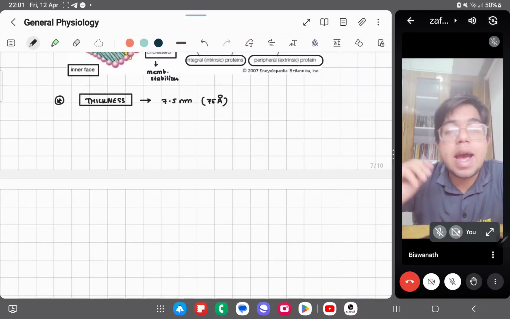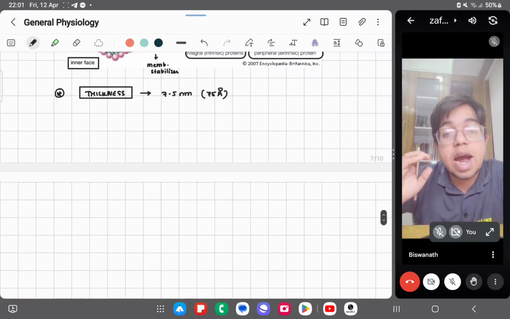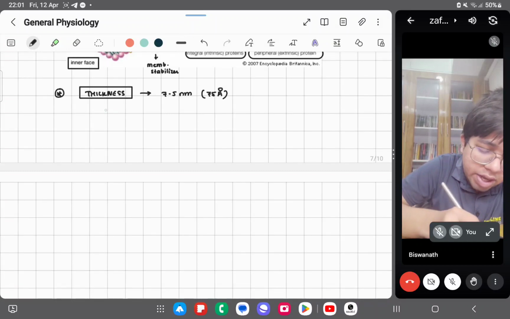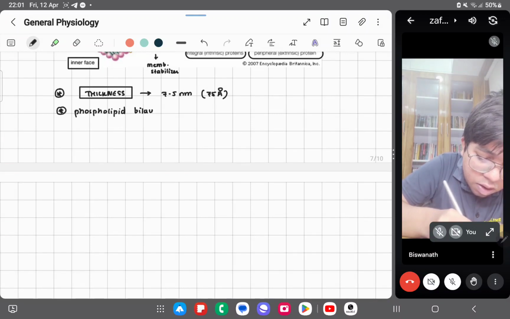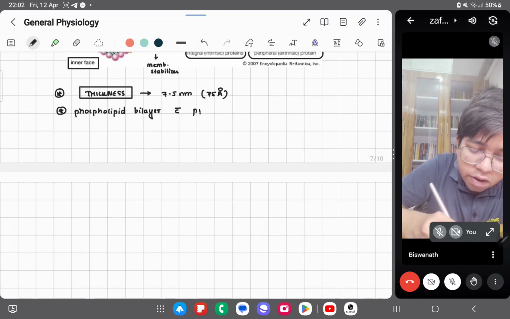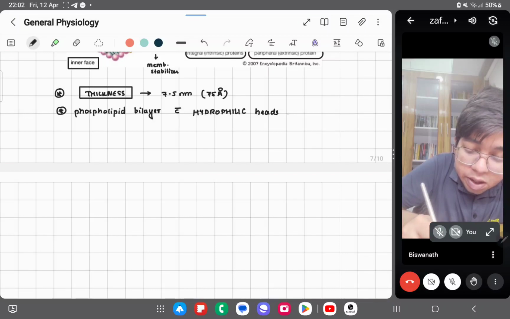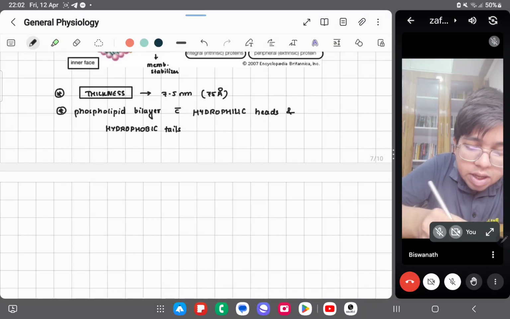This is a fact. The cell membrane has a lipid bilayer with hydrophilic heads and hydrophobic tails. So it is a phospholipid bilayer. Let's use a symbol: hydrophilic, that is the water-loving head, and hydrophobic tails. This is the whole fact.